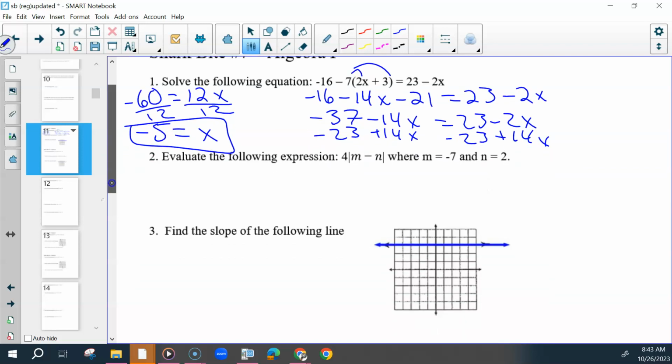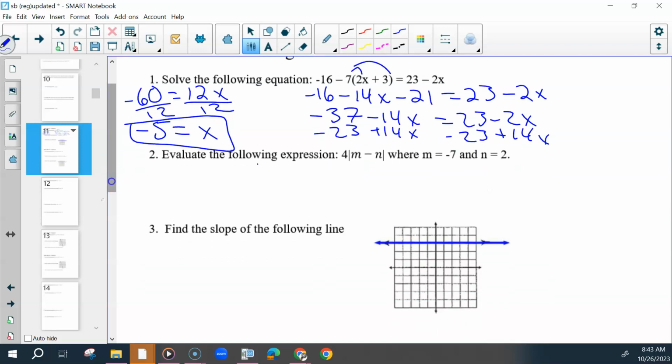Number 2, we had to evaluate. So put these 2 in for m and n. Remember that evaluating absolute value is different than solving absolute value. With evaluating, you do what's on the inside first. So this would become negative 9. This would become a positive 9 because of the rules of absolute value. And then we could multiply.